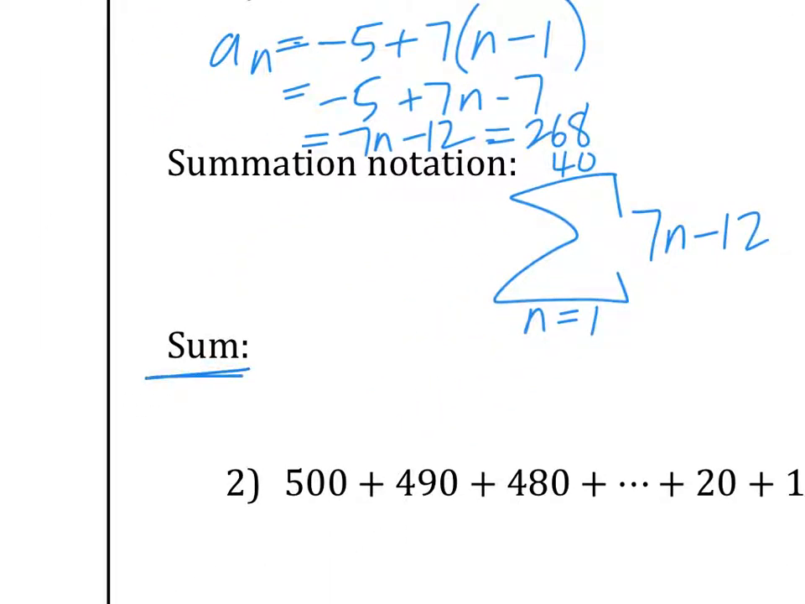Next, sum. Okay, so please don't get those two confused. Summation notation means I need to see the sigma sign and this formula. Sum, give me the actual sum. Add up all the numbers, what do you get? Okay, so go ahead and do that. Okay, so what is the sum of 40 numbers?